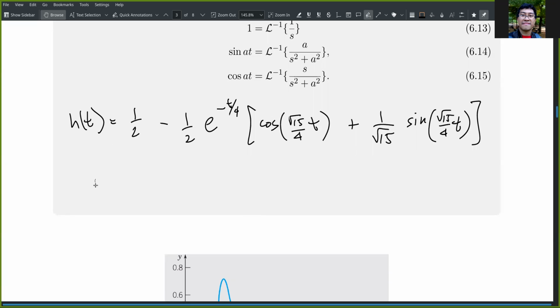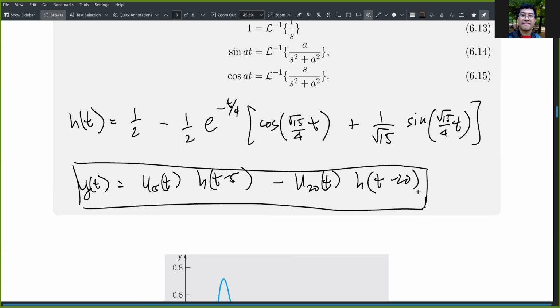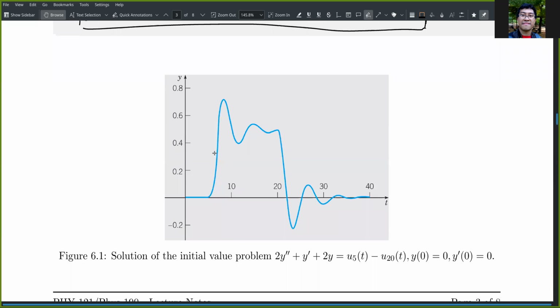And remember that our y is u5(t) h(t minus 5) minus u20(t) h(t minus 20). So we just set this h(t) to t minus 5 and t minus 20. You can write the solution. If we plot the solution, it gives us this plot. Take note of the discontinuities. This is at 5 here. There's a discontinuity at 20, or that's 20 here.